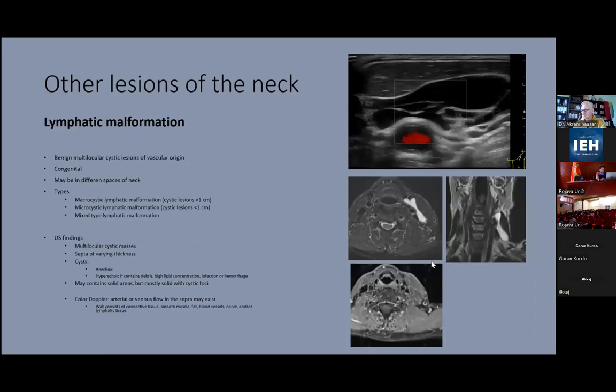Then we have lymphatic malformation. They are benign, multilocular cystic lesions of vascular origin. They are congenital. They might be in different spaces of the neck. They have different types: microcystic, macrocystic, and mixed types. In the ultrasound, you see multilocular cystic change, as you see it here. Septa inside, sometimes there might be solid regions, and it's compressible. In the septa, you might see blood vessels. And as you see here in the MRI, it is a cystic change which contains septa.